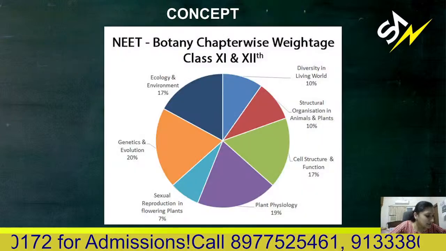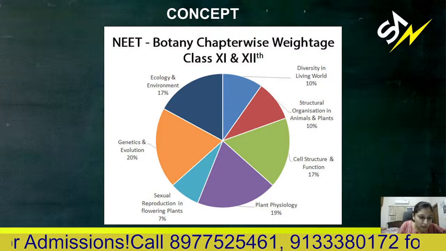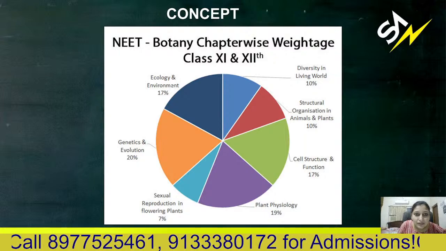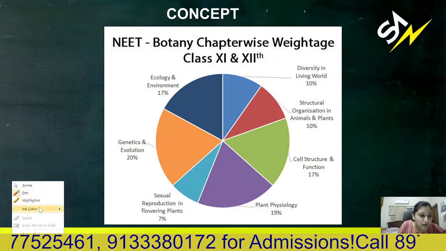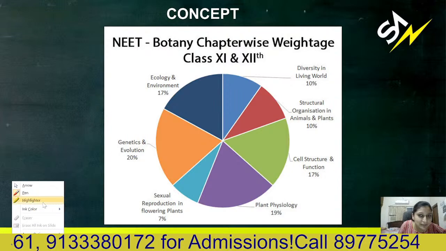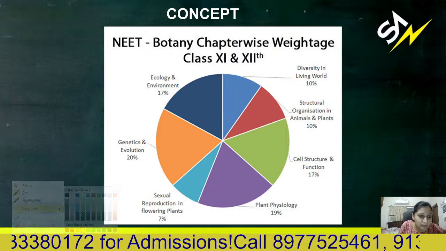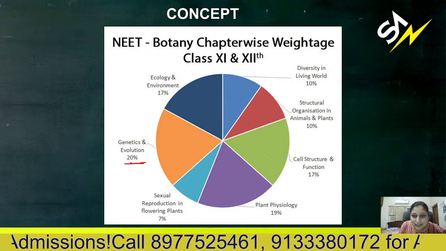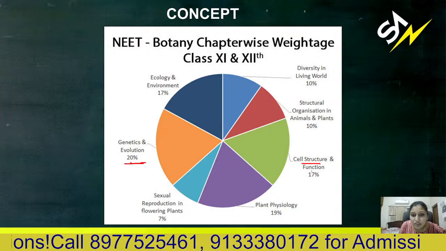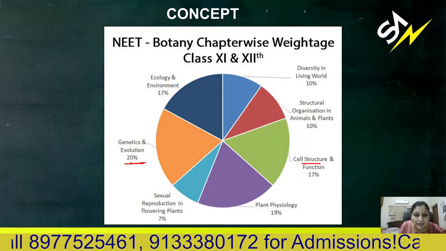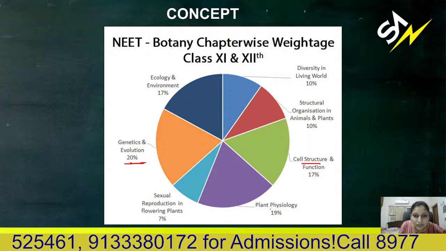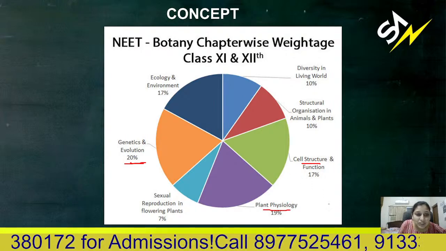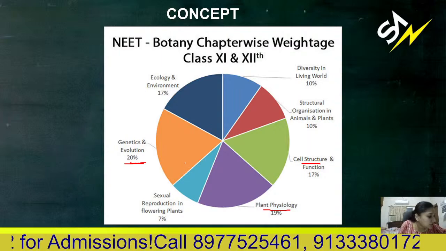So you can check here. Botany chapter-wise discussion: you can see here, this is how you can divide all the chapters by weightage in this pie chart. A huge part is covered by genetics and evolution and cell structure and function. So two, three most important units here. You can check plant physiology, cell structure and function, genetics and evolution.